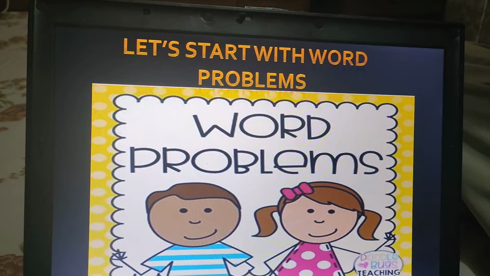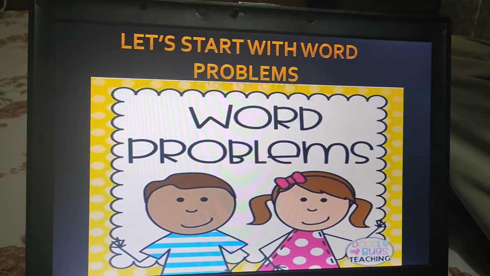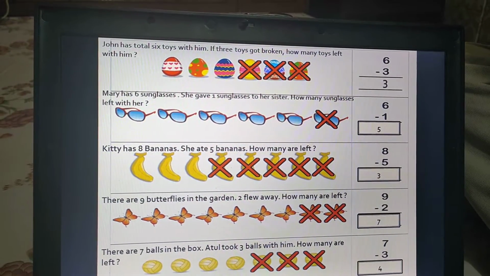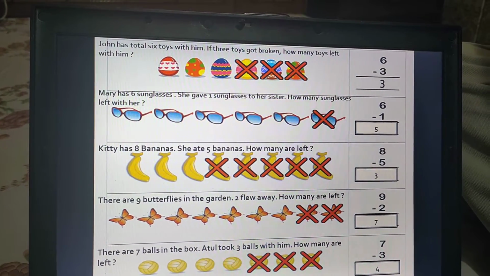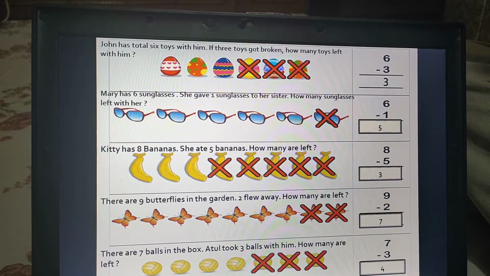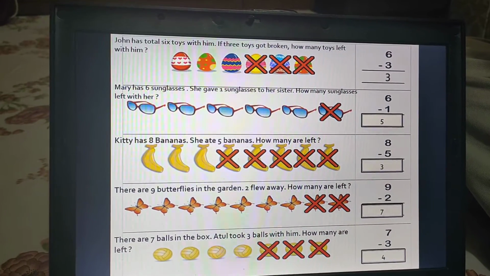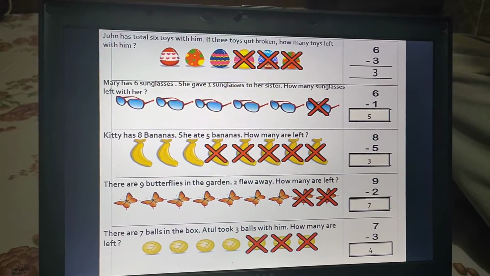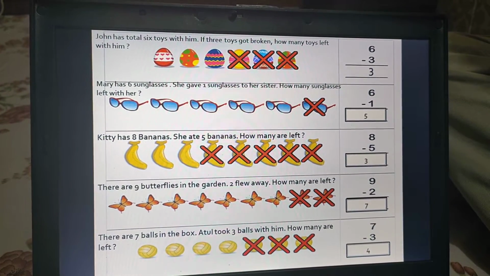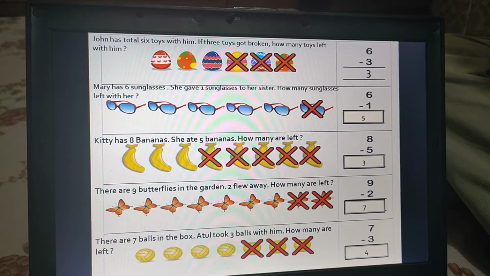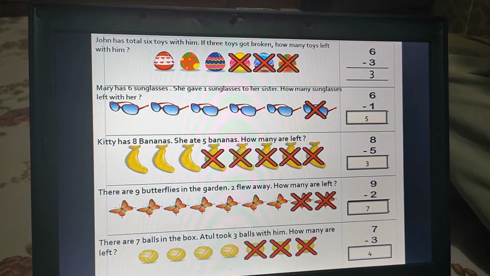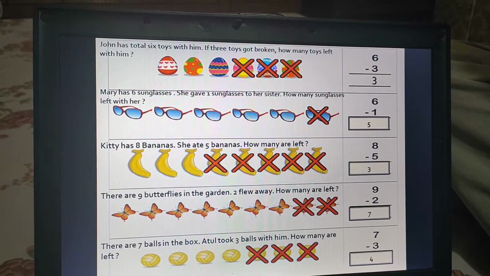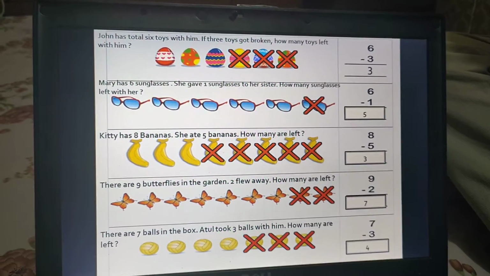Now let's start with word problems. Let's understand the word problem with single digit with this slide. Let's have a look at the first example. John has a total of 6 toys with him. If 3 toys got broken, how many toys are left with him? So what we will do? We will subtract 3 from 6. So the remaining toys left will be 6 minus 3 is equal to 3.